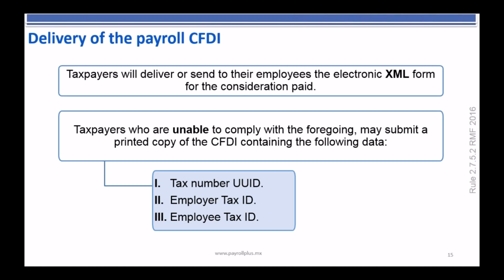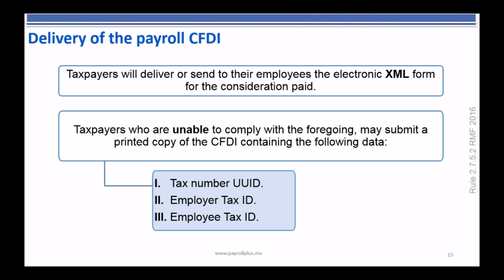However, for taxpayers who are unable to comply with delivering the XML file to the employees, there is the option that they can submit a printed CFDI containing the following information, which is the tax number, the 36-digit number that I mentioned, which proves that each CFDI is unique. It also has to include the employer tax ID and the employee tax ID.